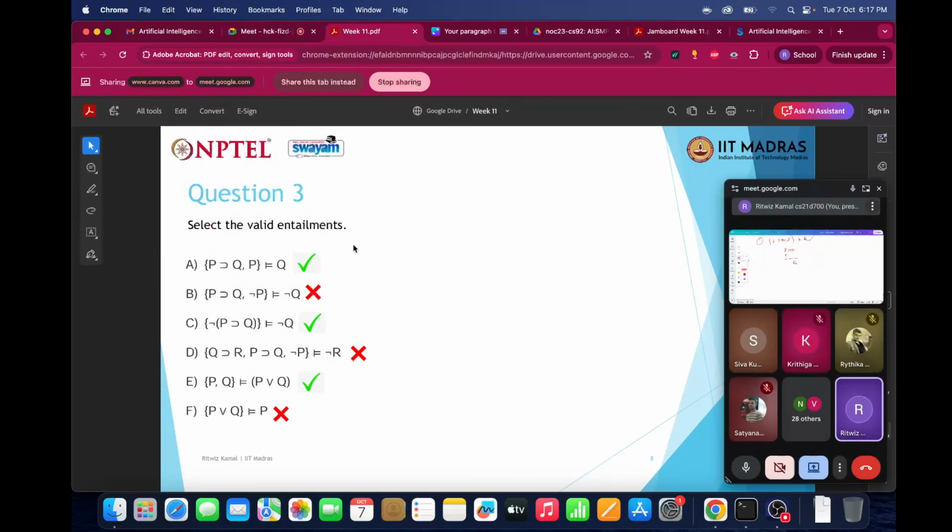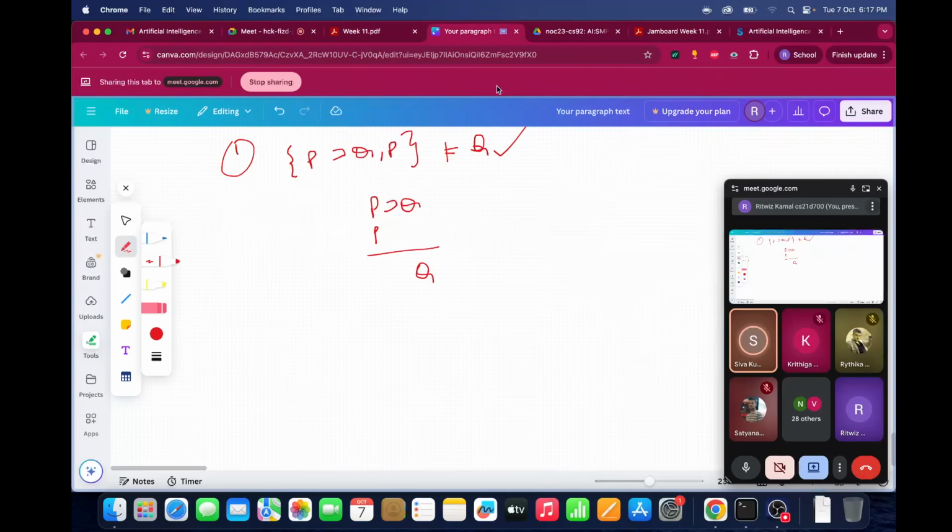Okay, seems like it. Can you repeat the second? What does that mean? P implies Q and P. So P implies Q essentially says that if P is true, then Q has to be true. Written in English words, we can say that P implies Q means if P is true, then Q.